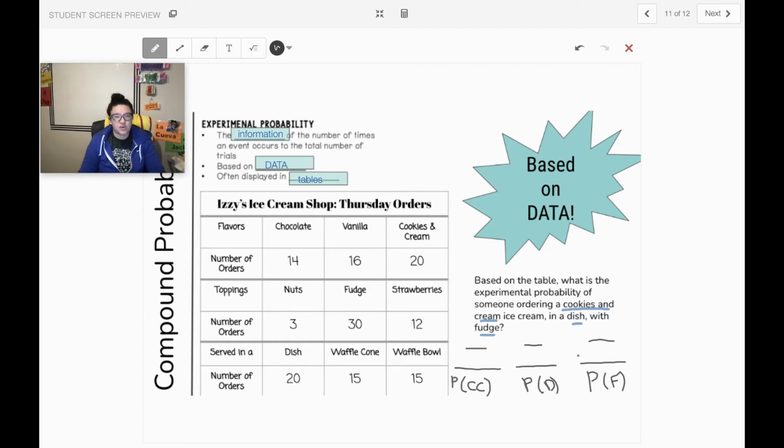So I want the probability of cookies and cream, the probability of them getting it in a dish, and the probability of them ordering it with fudge. And then what do I have to do with all those probabilities? Multiply them all together. So let's go through this.